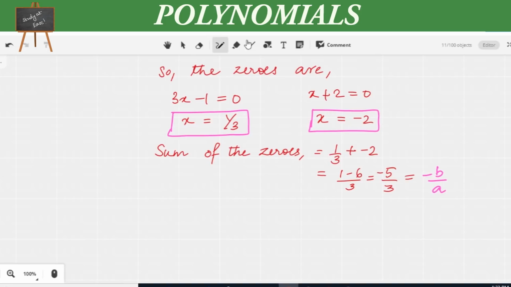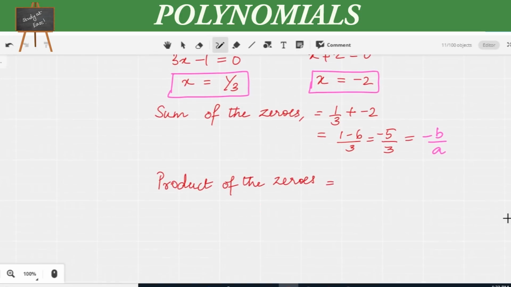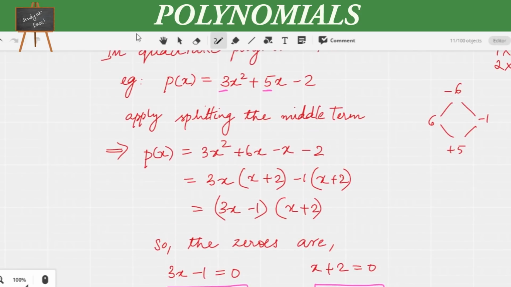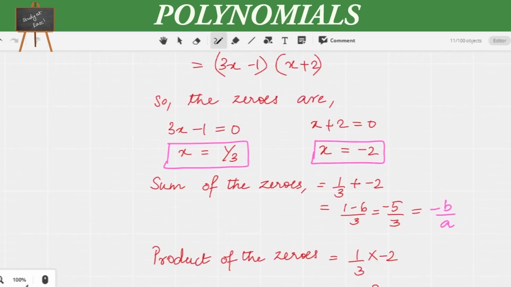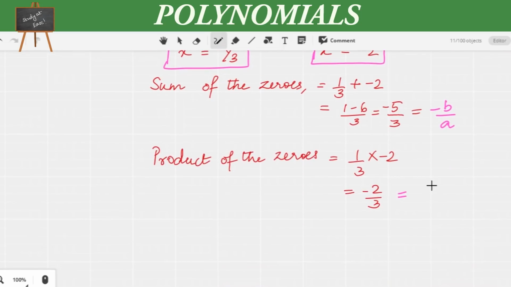Now, let us take the product of the zeros. As we take the product of the zeros, we can see that it is 1 over 3 multiplied by minus 2, which is minus 2 over 3. Now, minus 2 is the constant in the given question, and 3, as we mentioned earlier, is the coefficient of x squared, which is a. So in other words, we can say that the product of the zeros is equal to c over a.